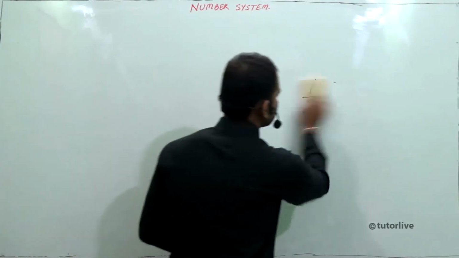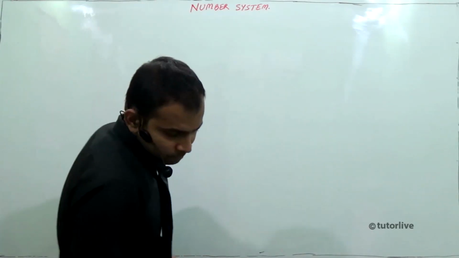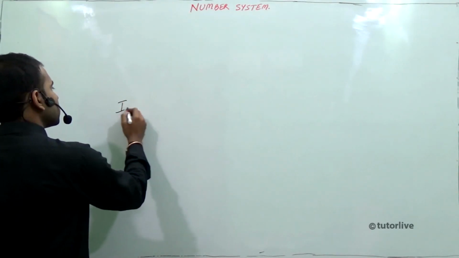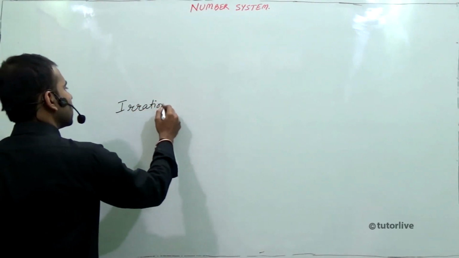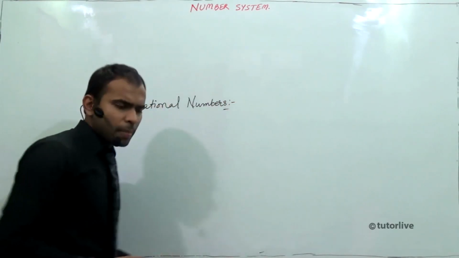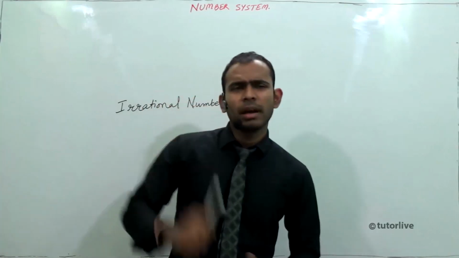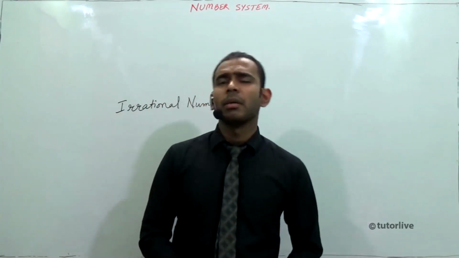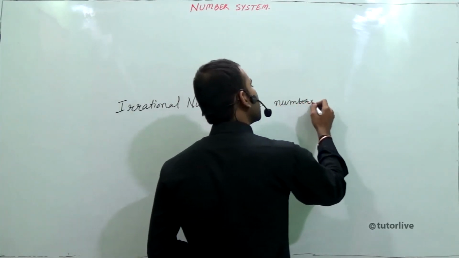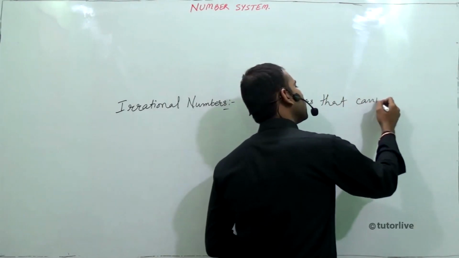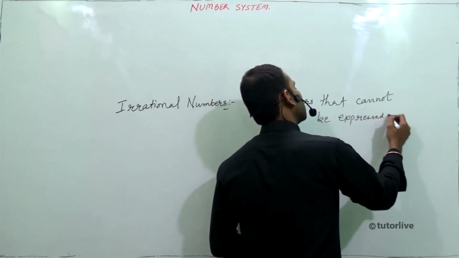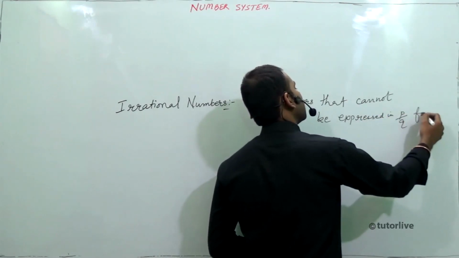Okay, so that is how fractions and rational numbers are related. And then there are irrational numbers. What are they? Irrational numbers are simply the numbers that are not rational, the numbers that cannot be expressed in p upon q form.